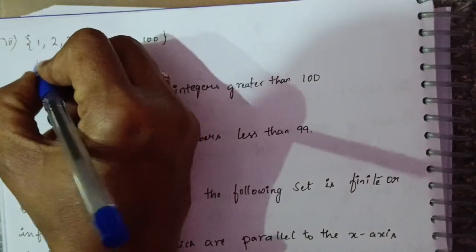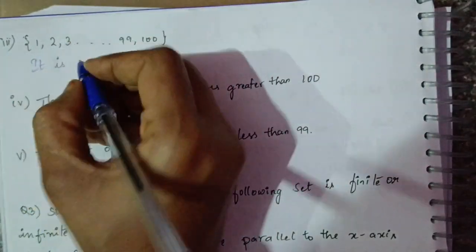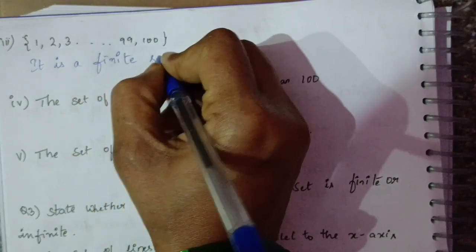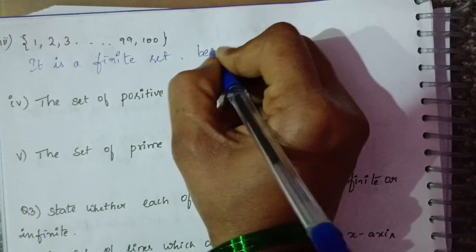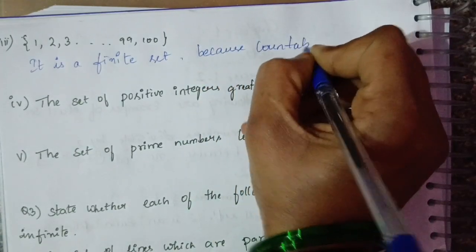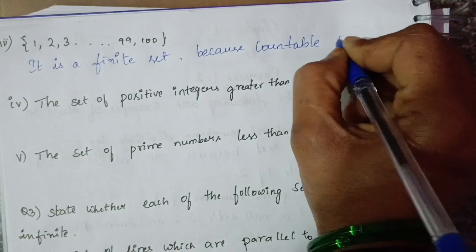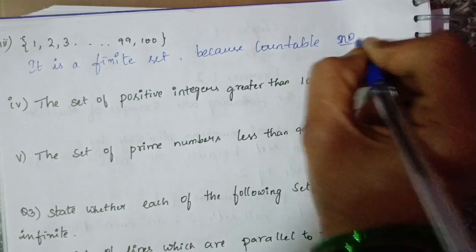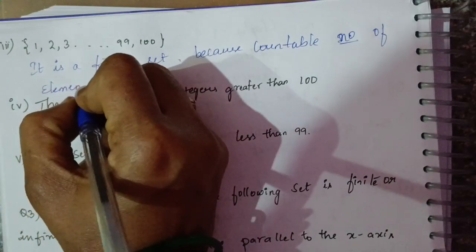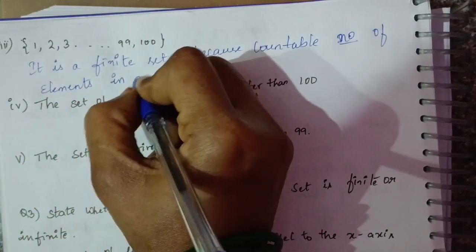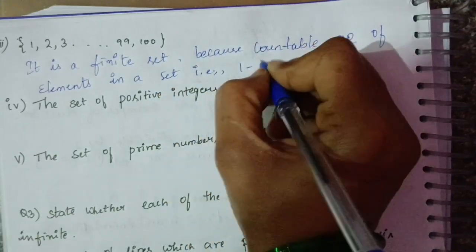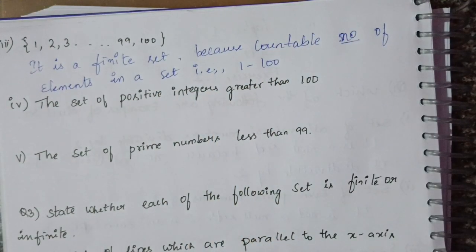Next, it is a finite set because there are a countable number of elements in the set, that is 1 to 100. 1 to 100 we can count.